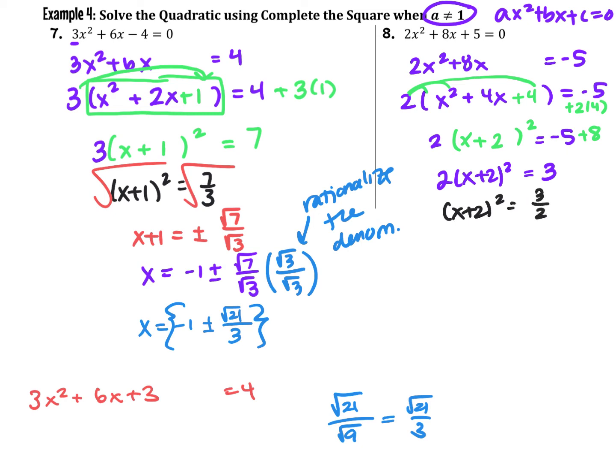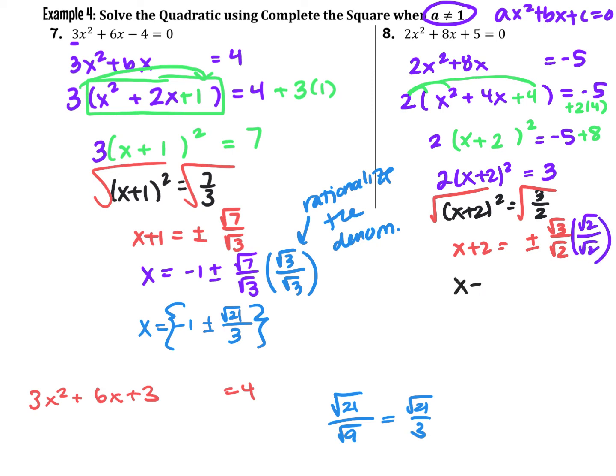Go ahead and pause the video and see if you can work through the rest of the solving part of this on your own, and see if you can rationalize the denominator on your own. All right, hopefully you had time to work through that. X plus 2 is going to be plus or minus the square root of 3 over the square root of 2, which I know I'm going to need to rationalize. So I'm going to multiply by the radical in that denominator.